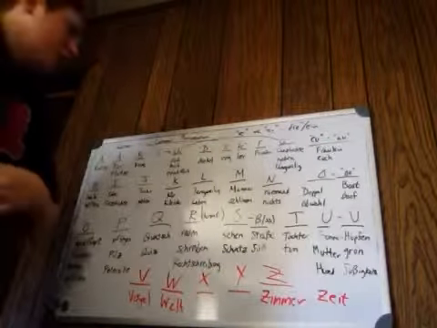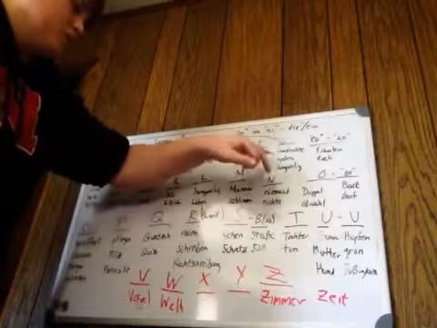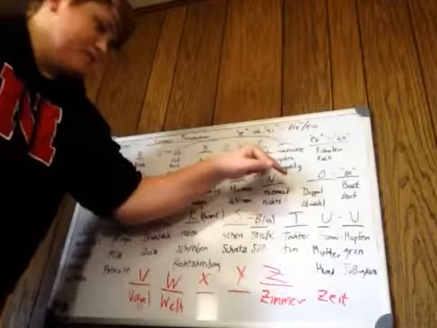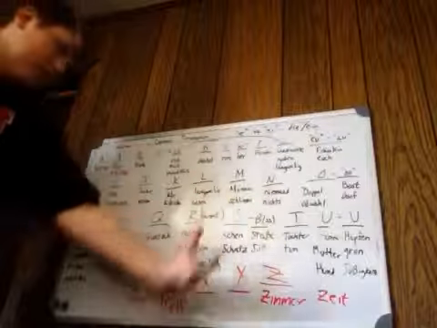G, pretty simple when it starts a word, like the word Geschichte, or history. Geben is the verb for give, or the verb to give.